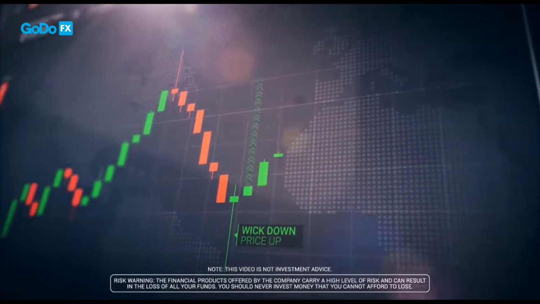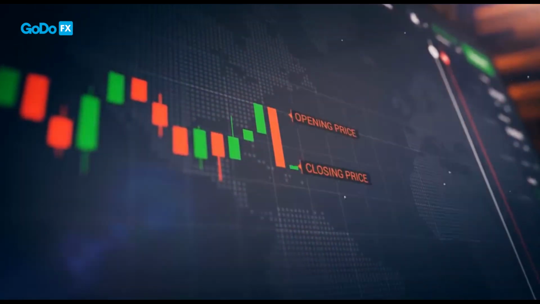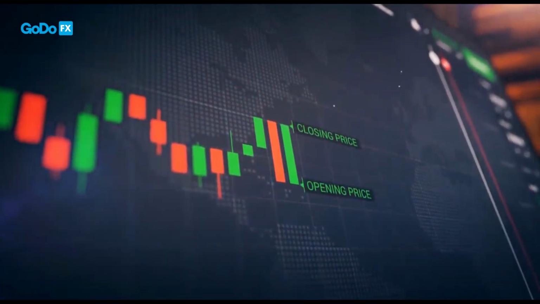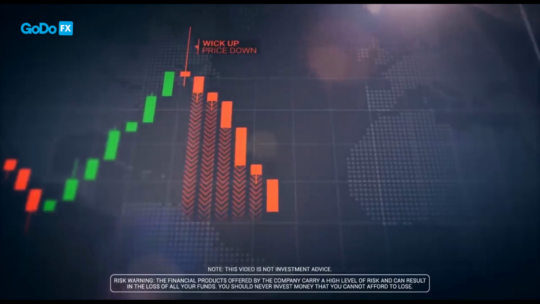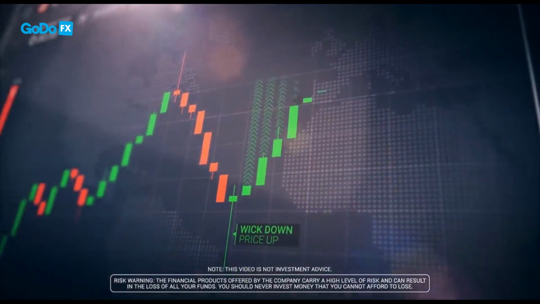It has three basic features. The body, which represents the open to close range. The wick, or shadow, that indicates the intraday high and low. The color, which reveals the direction of market movement. A green, or white, body indicates a price increase, while a red, or black, body shows a price decrease.